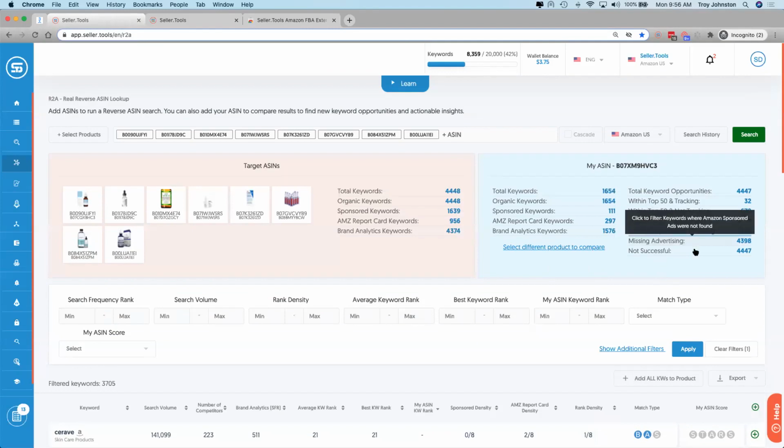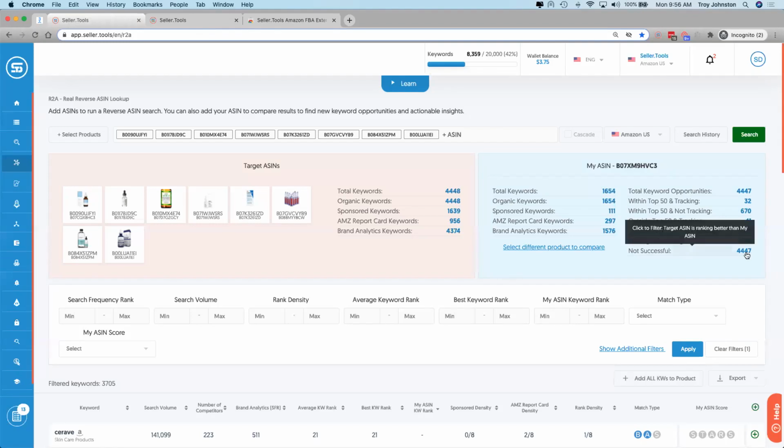Let me walk through these last two rows, and then I'm going to highlight some of these next few columns. Missing advertising. This again is just letting us know if we are not running a sponsored ad for a specific keyword. So that's a pretty healthy amount that, again, lets us know there may be opportunities on the PPC front for us to prioritize some of these keywords.